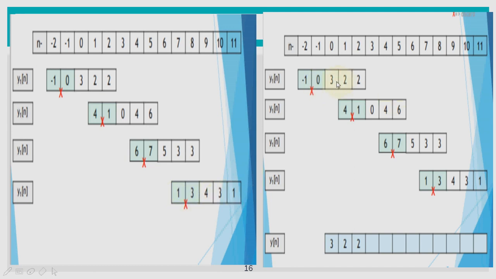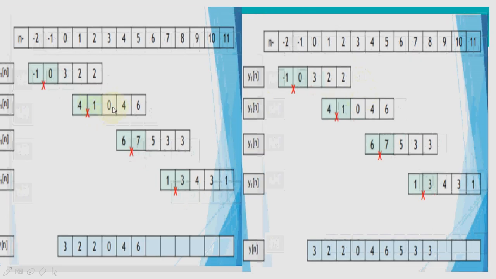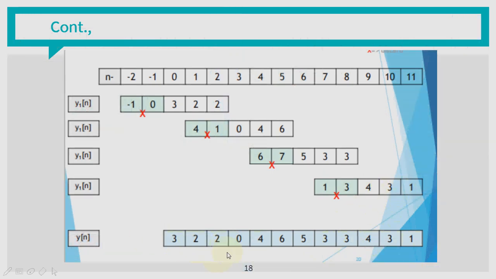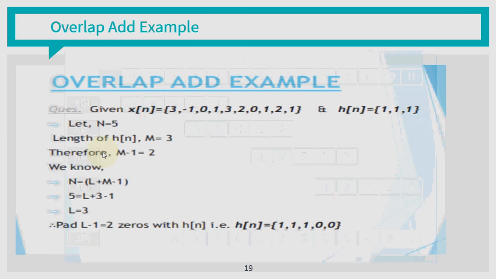So from the first block you will get the output 322. From the second block you will get 046. From the third block you will get 533, and from the fourth block you will get 431, and finally you will get the output 322046533. So in this way you can perform the overlap save operation.